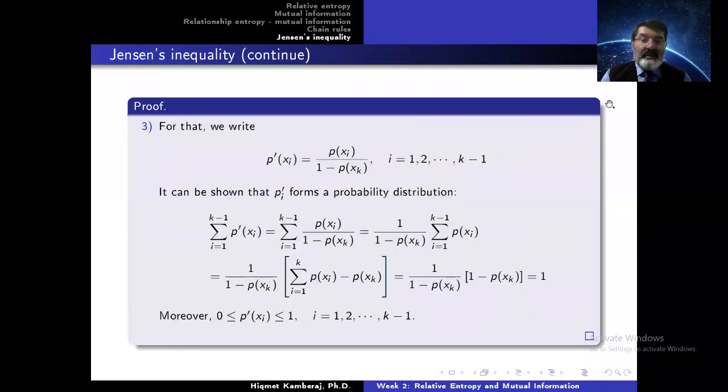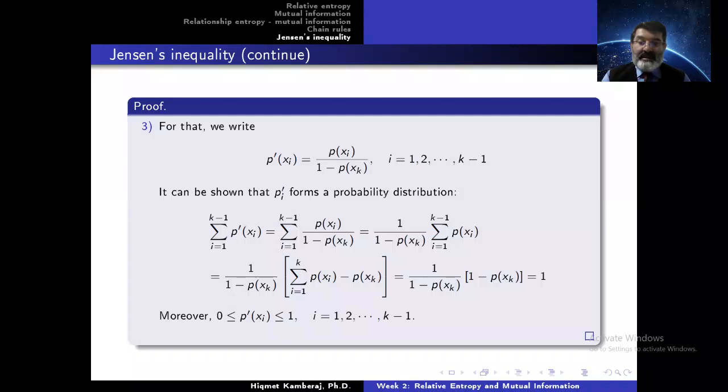Now for that we write this number first, p prime of xi, which is equal to p of xi over 1 minus p of xk, for i from 1 to k minus 1. It can be shown that p prime forms a probability distribution. To show this, first we show that the normalization condition is satisfied.